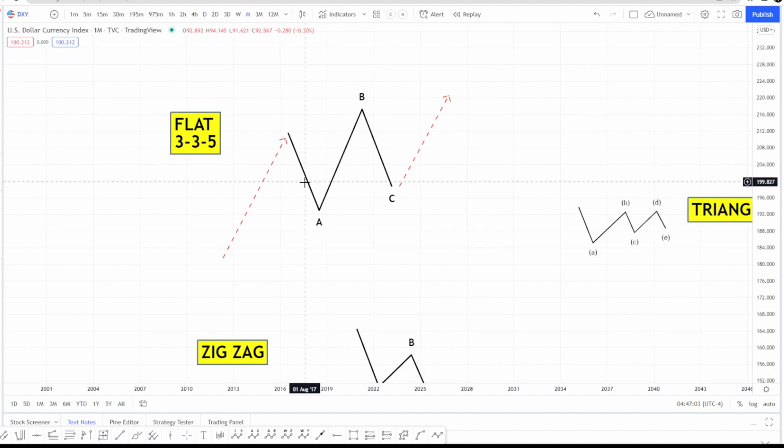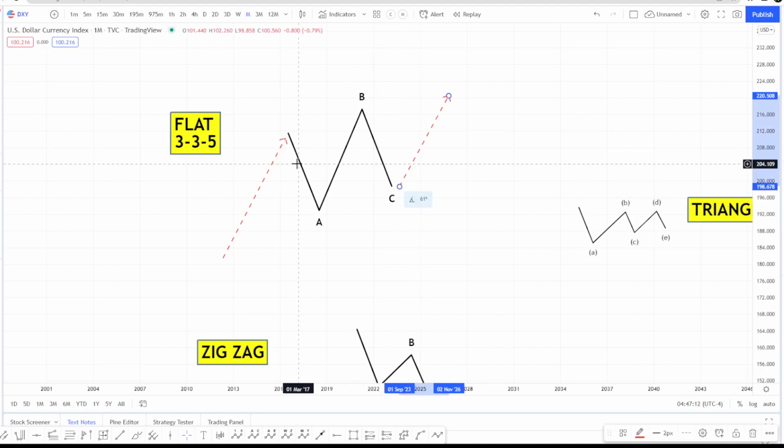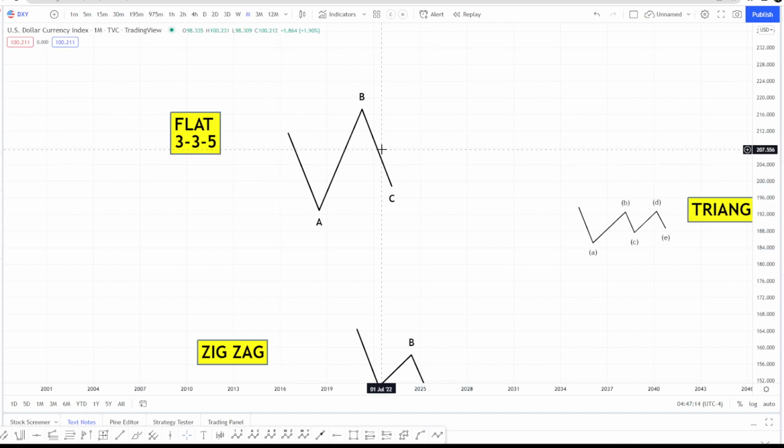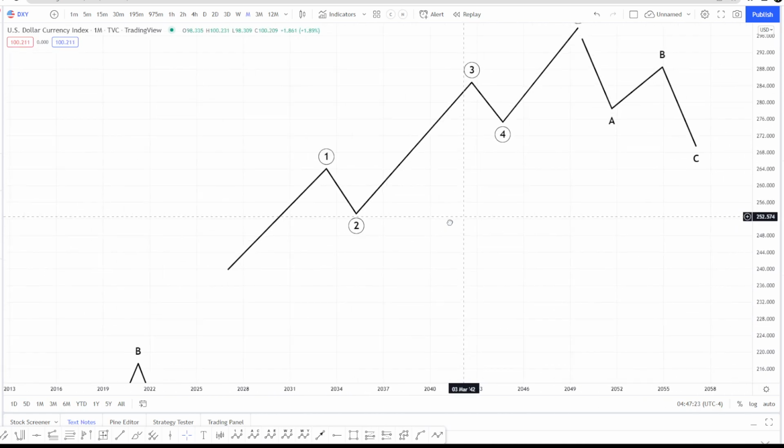A breaks down in 3, B breaks down in 3, C wave breaks down in 5. Whether it's running or irregular, whether it's a regular flat or whether it's an expanded flat, it would always be 3-3-5. That's your first most common correction. Let's go back to the impulse.